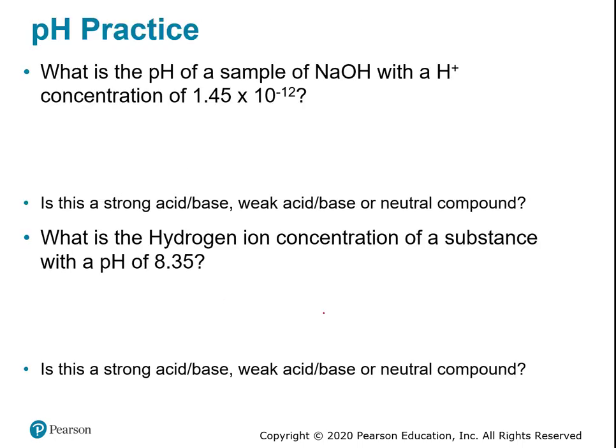So we'll do one more, okay? Here's another one. What is the pH of a sample of sodium hydroxide with a hydrogen ion concentration of 1.45 times 10 to the minus 12? And then what is the hydrogen ion concentration of a substance with a pH of 8.35?